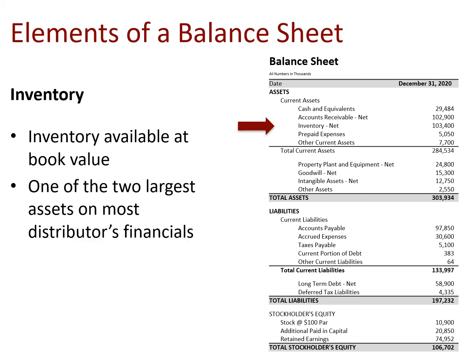And again, as mentioned when we were talking about accounts receivable, inventory is one of the two largest assets on most distributors' financials. Another thing about inventory that we have to pay attention to: it is a major asset, but also it is a major expectation from the supply chain that the distributor be really good at managing inventory.